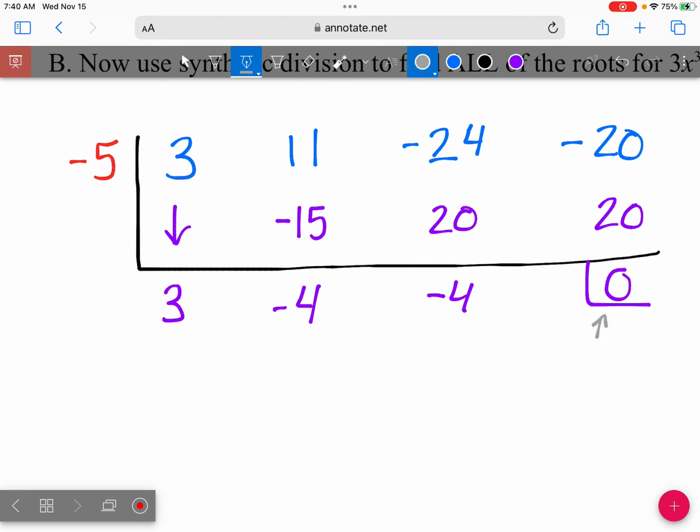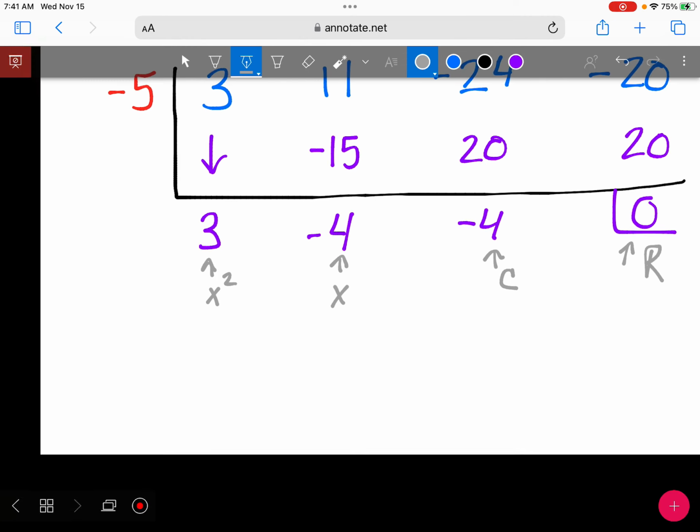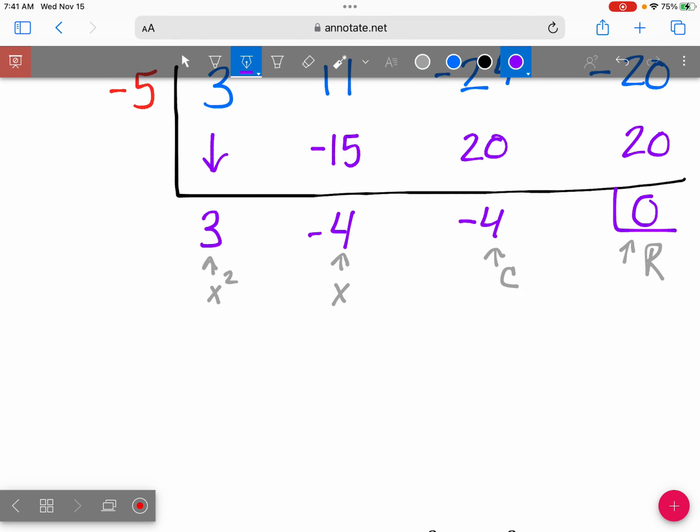This last term is always the remainder. Then it goes up by a degree. This is my constant, so degree 0. This is my x, or degree 1. And this is my x squared, or degree 2. And we've run out of terms, so that's where we stop. So our polynomial answer for our division is 3x squared minus 4x minus 4.